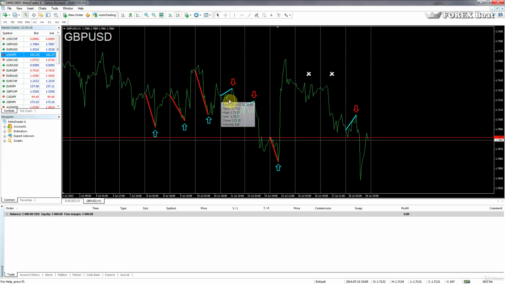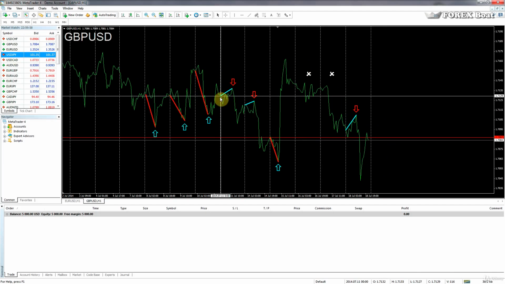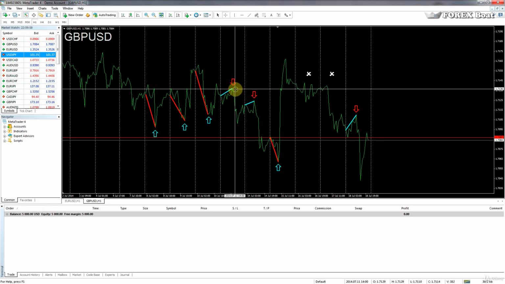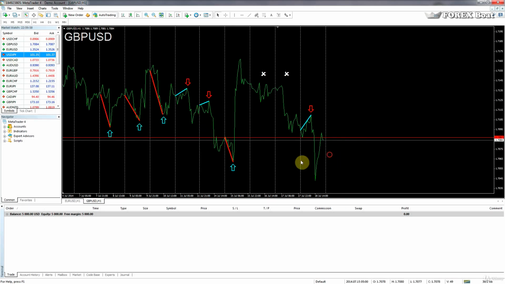Here we can see the opposite happening. The British pound dollar started at 1.7129, went up to 1.7136, and then it jumped or tumbled all the way back down. And so this dependency can be observed quite often.